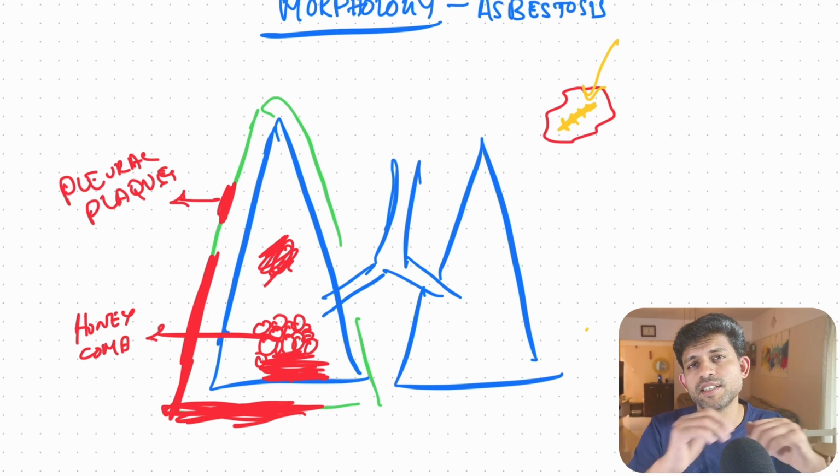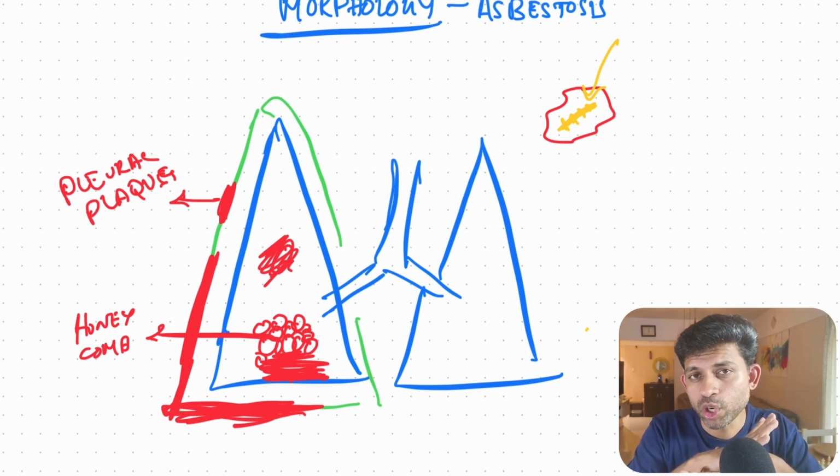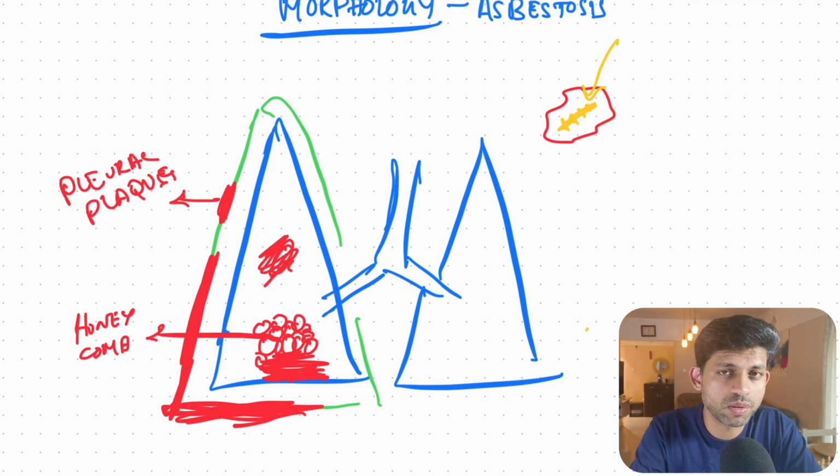So that's it. Today we looked at the three most important pneumoconiosis: coal workers pneumoconiosis, silicosis, and asbestosis. All other pneumoconiosis follow a similar pattern. The pathogenesis is almost similar, and all of these diseases cause interstitial fibrosis. And this brings us to the end of pulmonary pathology.